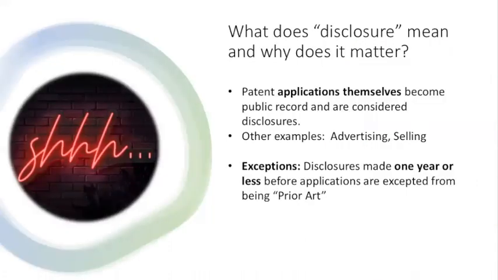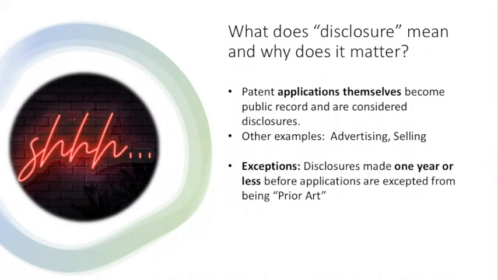Before we move on from novelty, let's discuss what a disclosure is and why it's important to understand what it is. As used in patent law, a disclosure is the public sharing of information about an invention. Disclosures include activities such as advertising and, as previously mentioned, selling the invention. The most important thing to remember about disclosures is that patent applications themselves become public record upon filing and are considered disclosures. We cannot emphasize enough that this is very, very important to remember, because a mistake on a patent application could bar the invention from qualifying for patent registration altogether.